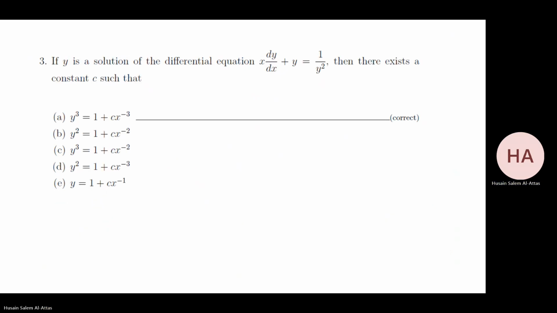Let me do more. The solution is this, then there exists a c. Yeah, this is linear. Is it? No, it's not linear. This will be what? Yeah, divide by x. I have dy over dx plus 1 over x y equal 1 over x y to the minus 2. Yeah. If you remember, this is what? This is Bernoulli.